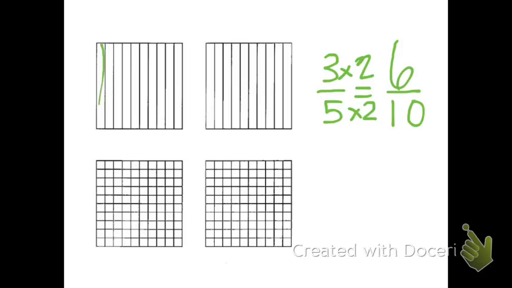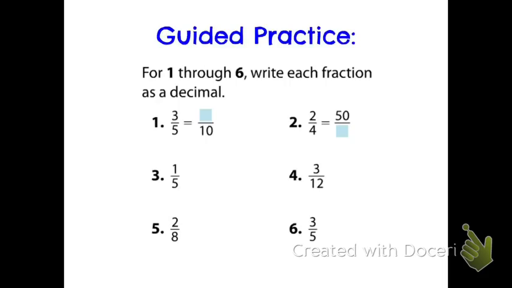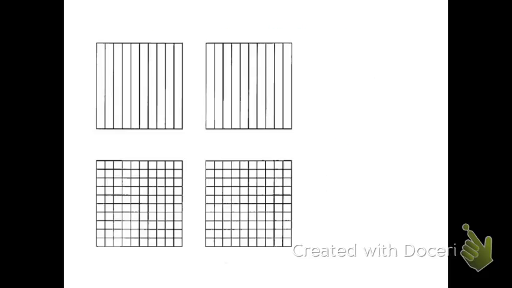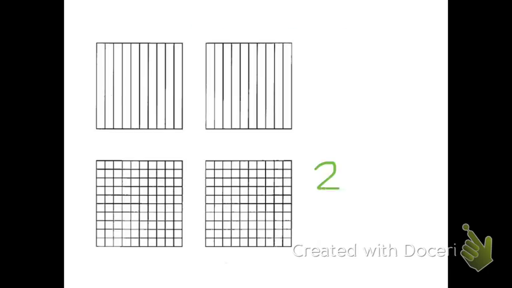So in your notes, we're drawing a visual. Remember, I could color in my tenths up here. So there's 6 of them. So 6/10 would be my decimal form, which is equal in fraction form to 3/5. They're equivalent. The next one I want you to try looking at would be, let's look at number 2. 2/4 equals 50 over blank.